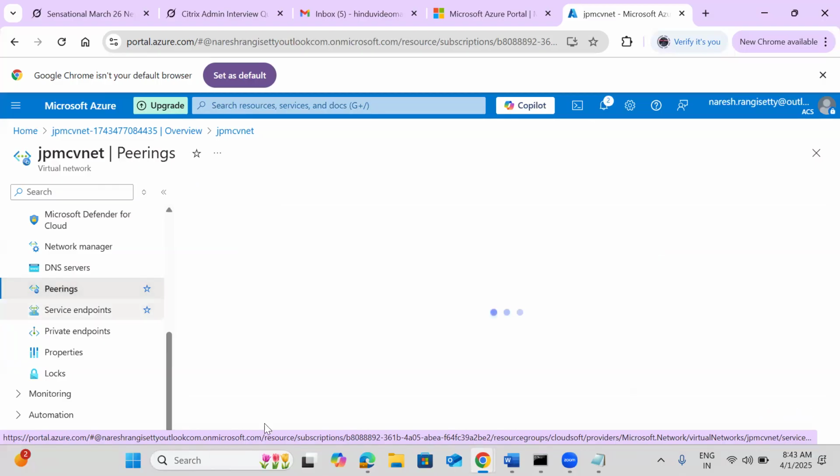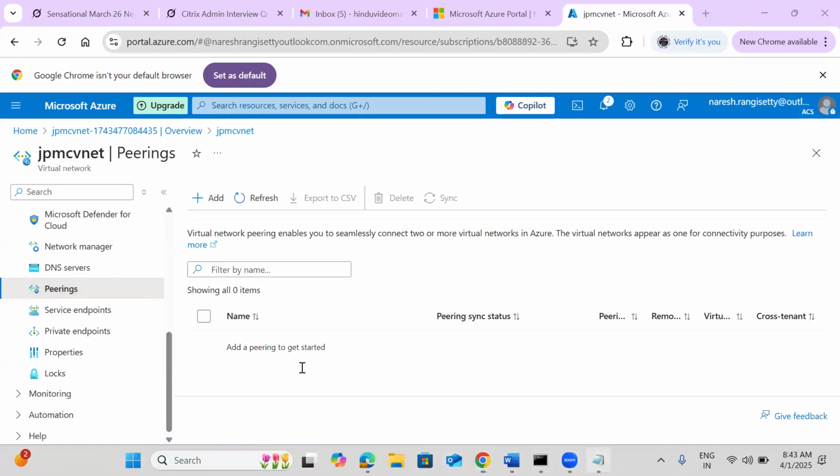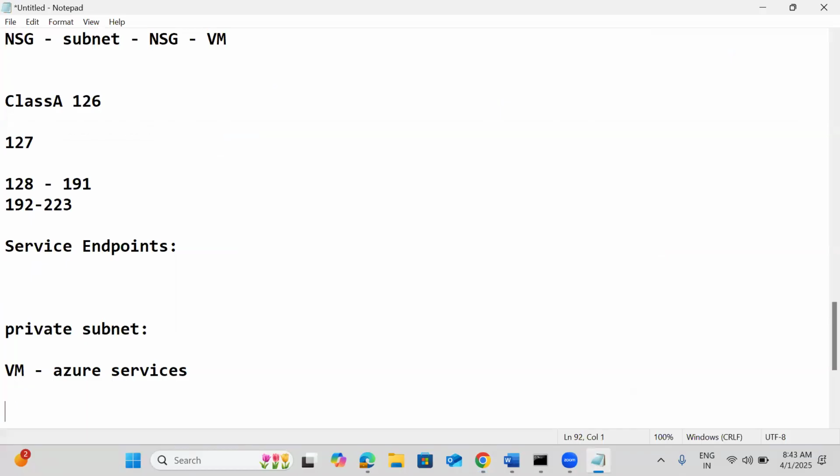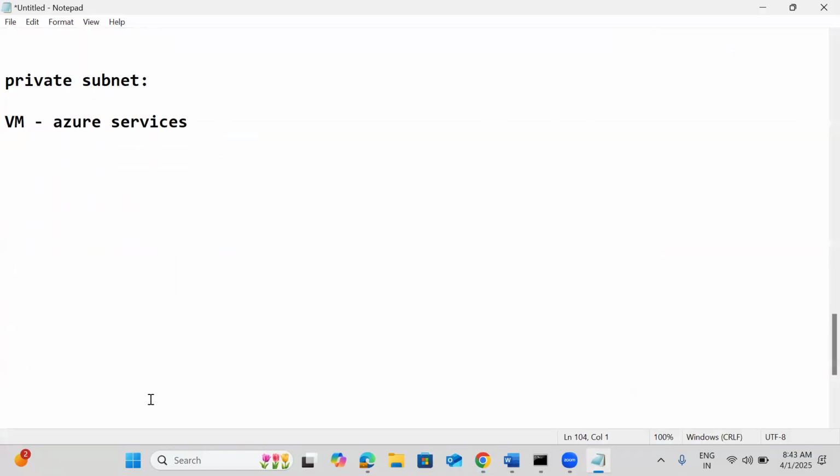Then peering. What is the concept of peering? I have two private subnets. We have two regions, maybe two different VNets. By default, the communication is not going to happen between the VNets. So for that, explicitly we need to enable it; the VNets we need to expose. So what is the concept of peering?